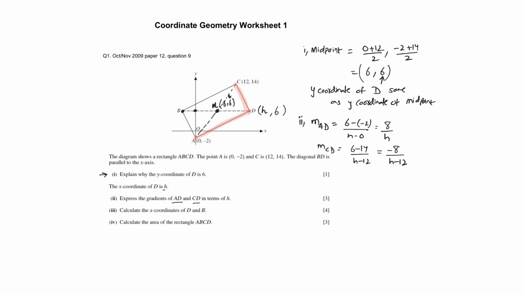In the next part, they are asking you to calculate the x coordinates of D and B. The x coordinate of D is h, so we need to form an equation in h that could be solved to find the value of h. And if we know that lines AD and CD are perpendicular, then the gradient product would be equal to minus 1, and from here you can form the equation. So 8 over h times minus 8 over (h minus 12) equals minus 1.